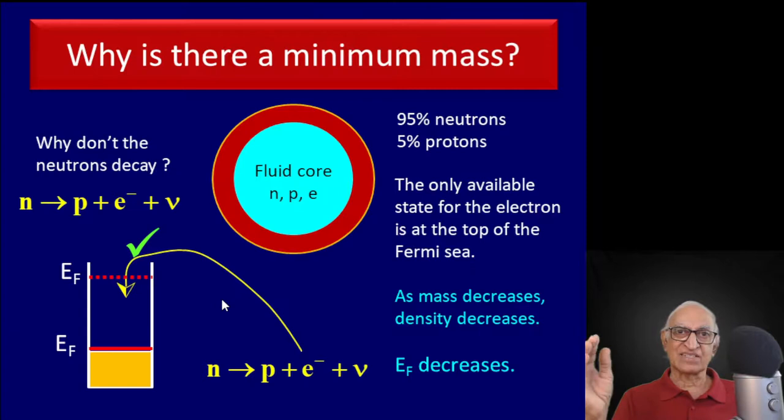Therefore, as I go to neutron stars of smaller and smaller masses, you will reach a critical mass when the neutrons will no longer be stable, and the neutron star will once again become a white dwarf. That is why there is a minimum mass for a neutron star.